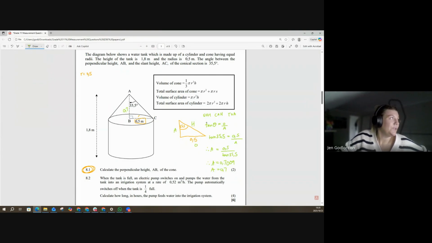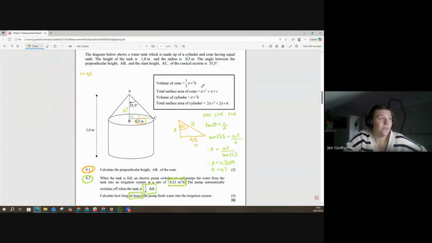For 8.2, so for the next part, they're saying when the tank is full, an electric pump switches on and pumps the water from the tank into an irrigation system at a rate of 0.52 meters squared per hour. The pump automatically switches off when the tank is a quarter full. Calculate how long in hours the pump feeds water into the irrigation system.